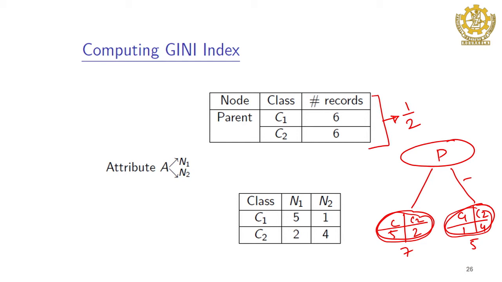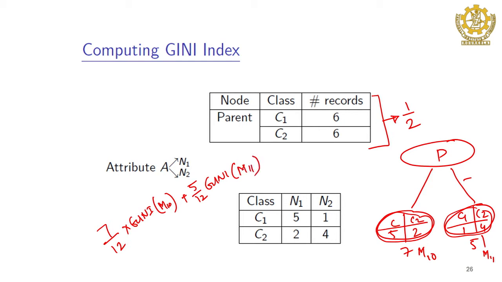So, this is 7. So, 7 by 12 into Gini of this node, so let us say M 10 and this is M 11. So, Gini of node M 10 plus 5 by 12 into Gini of node M 11, right. So, then what will be the Gini of this one?